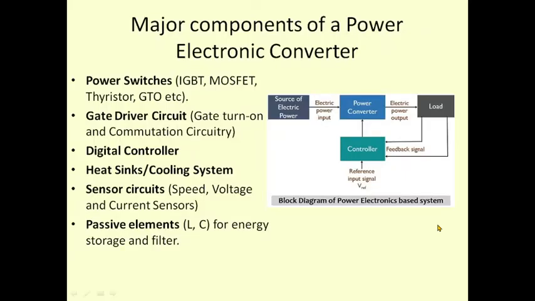So, the major components of power electronic converters. Here we have a power converter, and what are the major components? First of all, we need power switches, of course, for example IGBTs, MOSFETs, thyristors, GTOs, etc. Then we need a gate driver circuit, a digital controller, heat sinks, a cooling system, and sensor circuits. You will appreciate this in the next few slides.